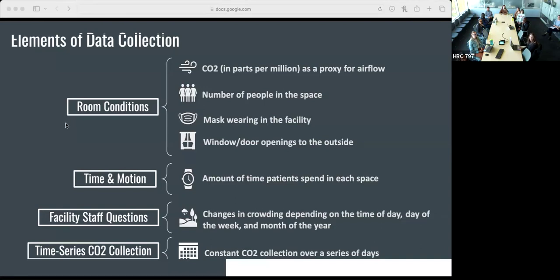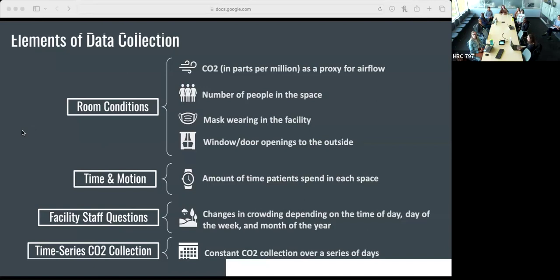Next, we have the facility staff questions, where the data collection team sits down with a staff member at the facility and inquires about changes in crowding depending on the time of day, day of the week, and month of the year. And we're also able to capture physical variations to the space depending on the season. For example, if in some months the windows would be open but closed during others, or if an AC would be used if they have access to one.